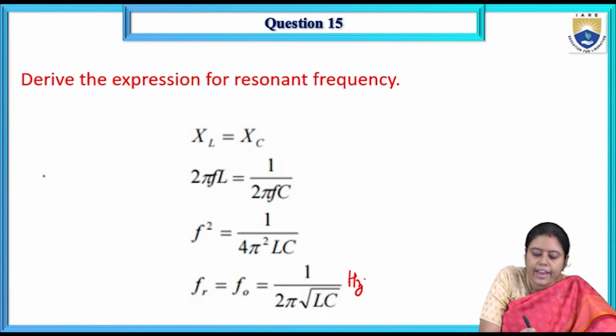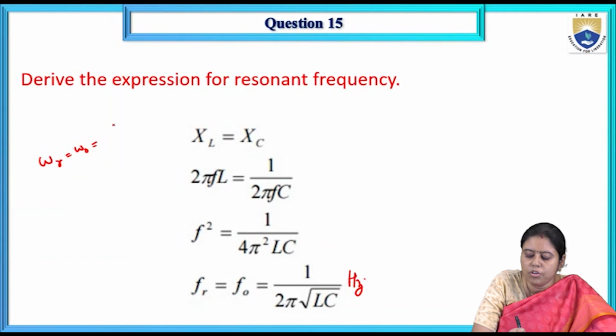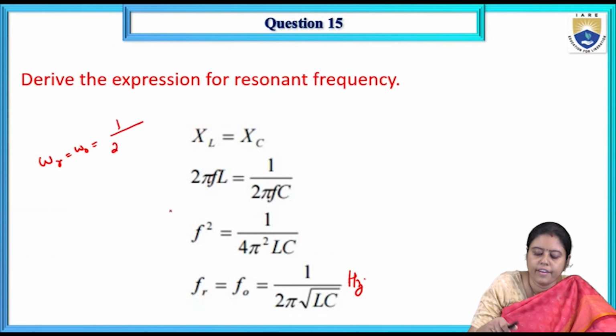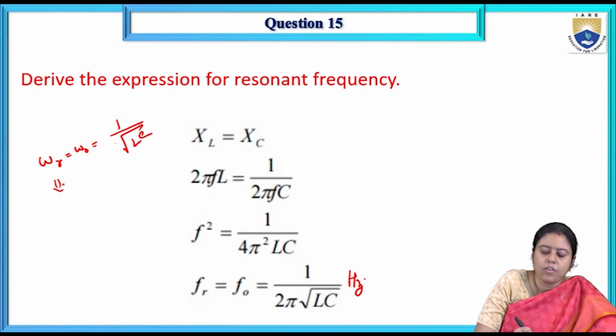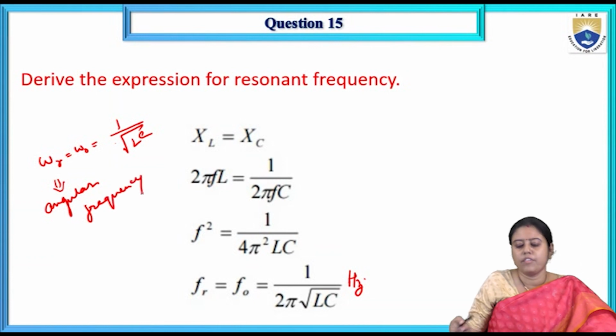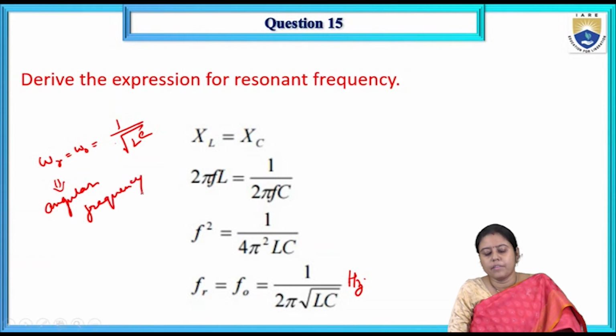Or we can also write omega r or omega 0 is equal to 1 by root of LC. What is omega? Omega is the angular frequency. Omega is nothing but the angular frequency, equal to 2 pi fr.